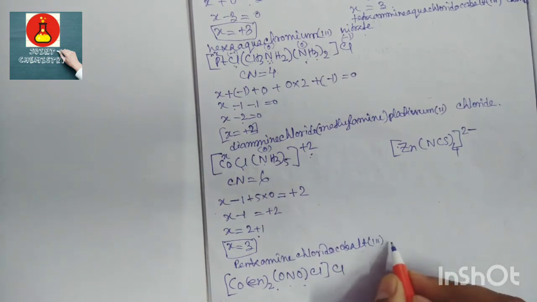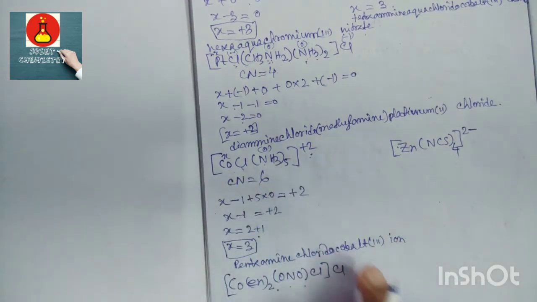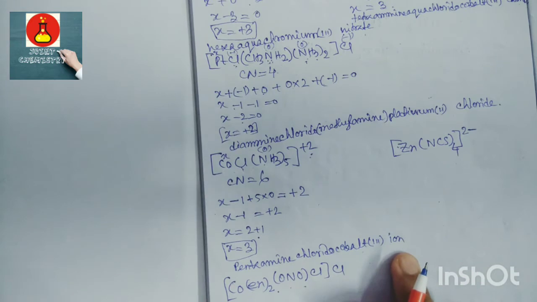Then after that, with a space, you have to write ion, right? Because it is a complex ion, that's why you have to write ion.